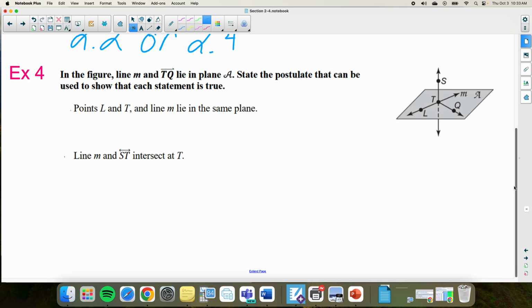So now we have this drawing, and it says point L and T and line M. Point L and T and line M lie in the same plane, okay? And on the quiz, you would just have to say true or false, but here, that is true, and which one is it? 2.5 is correct. Whenever you have 2 points in a plane, you also have, hold on 1 second.